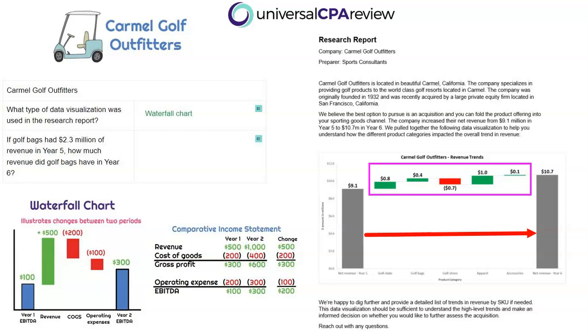So in the second question for Carmel Golf Outfitters, it says, if golf bags had 2.3 million of revenue in year 5, how much revenue did golf bags have in year 6? So again, we just need to take a look at our waterfall chart. For golf bags, it actually went up 0.4 million. So add that to 2.3 million, and that means in year 6, we had revenue of 2.7 million, right? So make sure you understand how to interpret and analyze a waterfall chart.